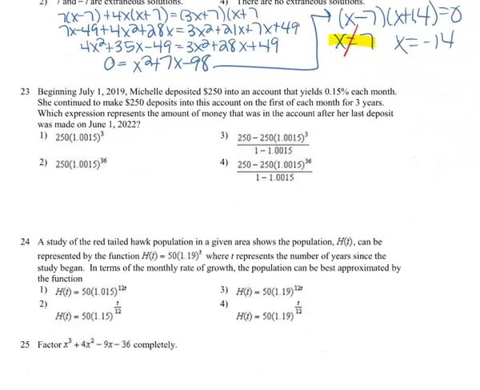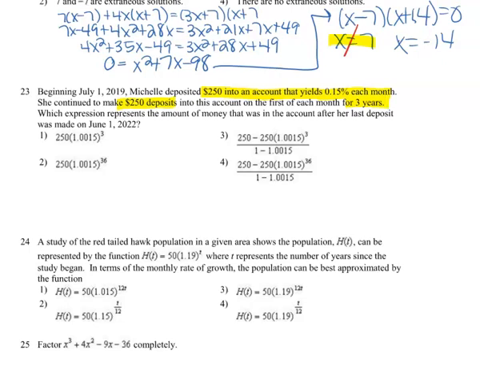All right, beginning July 1st, 2019, Michelle deposited $250 into a bank account that yields 0.15% each month. She continued to make those $250 deposits into this account on the first of each month for 3 years. Which expression represents the amount of money that was in her account after her last deposit was made on June 1st, 2022?